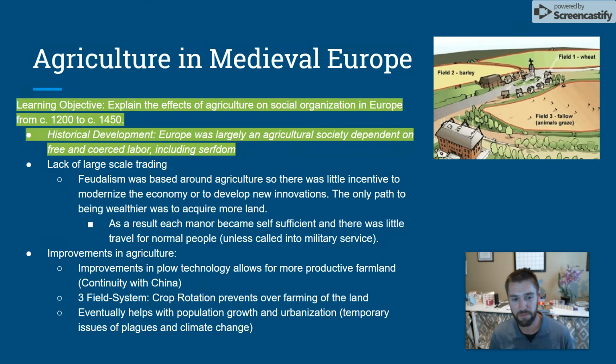But we're going to see improvements in plow technology. We're going to see them do this thing called the three-field system, which is where you had things like crop rotation. Some plants take nutrients out of the ground, other plants put nutrients back in. And then if you just don't grow anything on it for a year, the field will be able to recover. So this is an example of a layout.